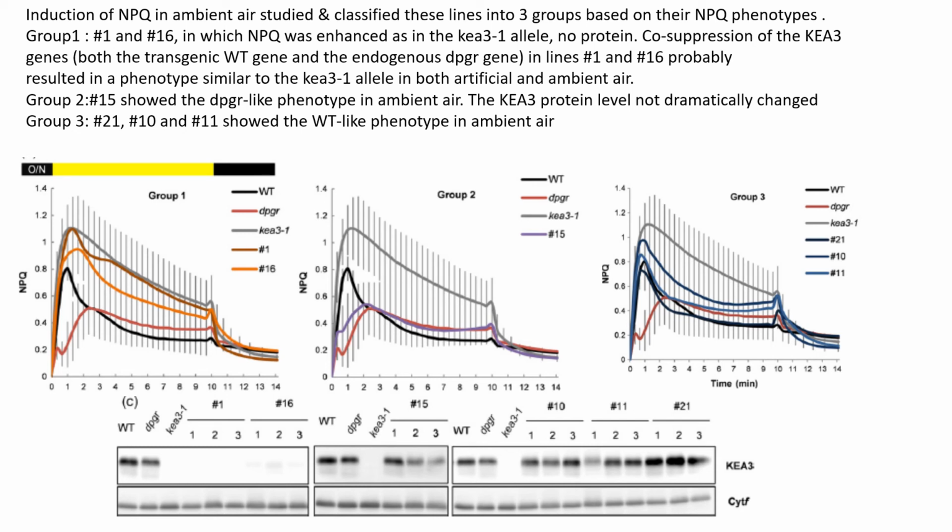The second group consisted of line 15, which showed a DPGR-like phenotype in ambient air, and we can see from the blot in the bottom panel figure that the KIA3 protein level did not change dramatically. And then there was the third group, consisting of lines 21, 10 and 11, that showed a wild type like phenotype in the ambient air.